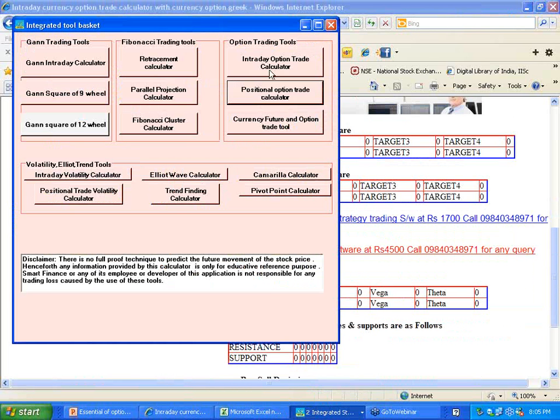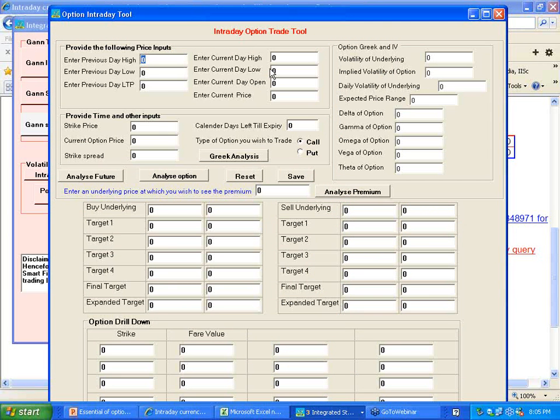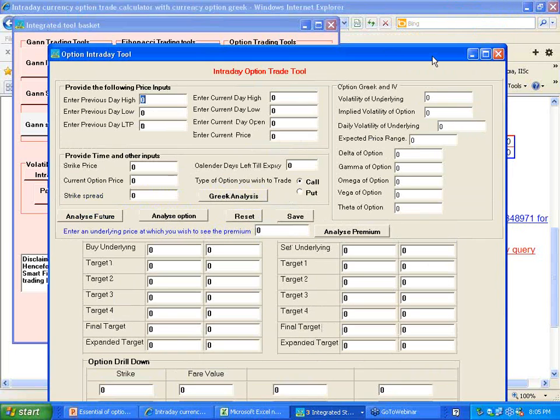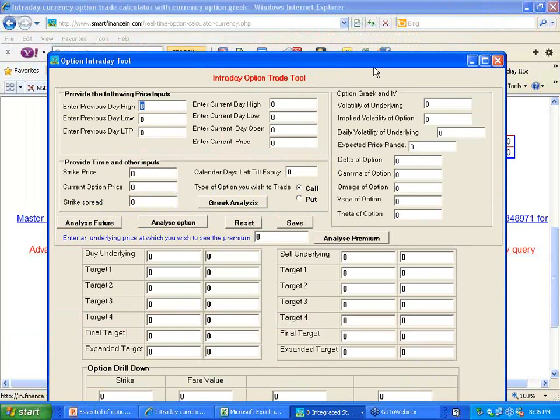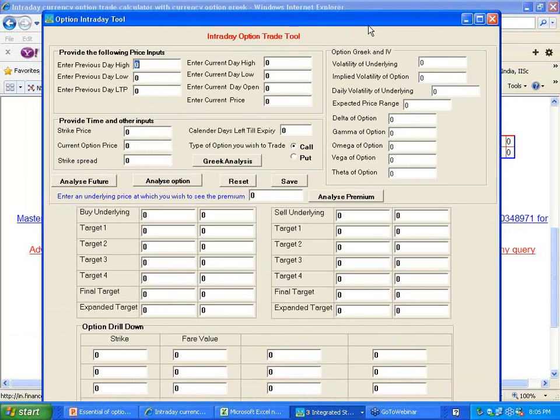Similarly, we have specific paid tools also, which I will be demonstrating during this program. We have an intraday option trading calculator, which is quite different from the free version you are seeing on our website. The free version maintains an accuracy level of up to 50%. However, this maintains a great accuracy, which I will demonstrate today also.